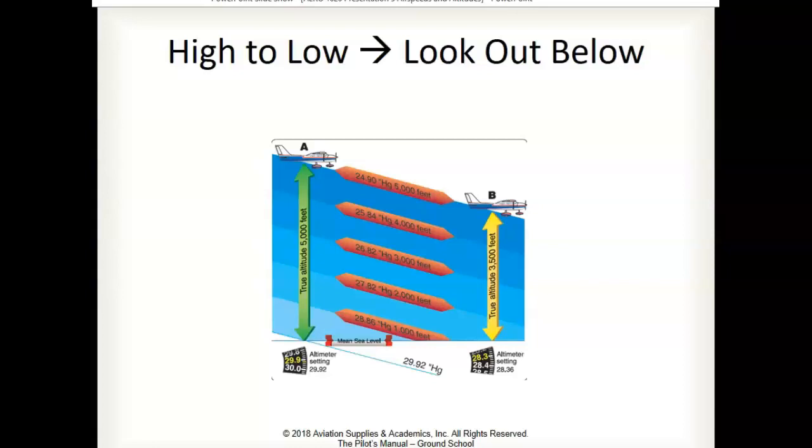So our altimeter will indicate higher than our true altitude. So the saying is, high to low, look out below. Your altimeter says that you're higher than you really are.